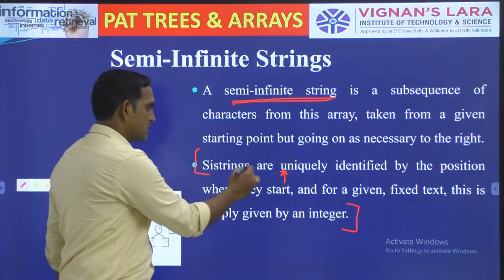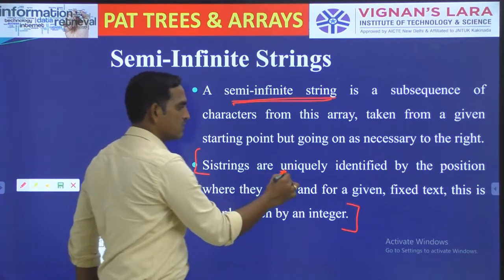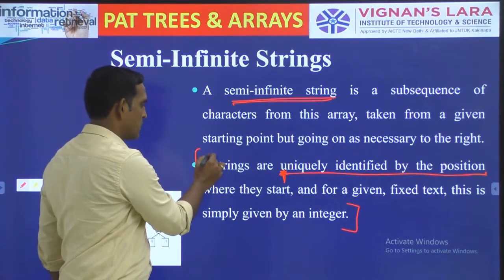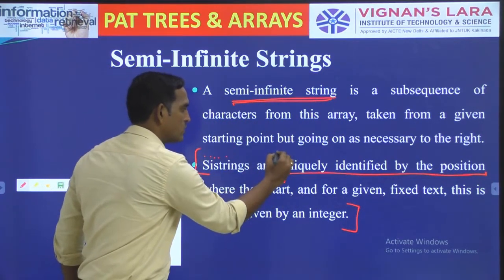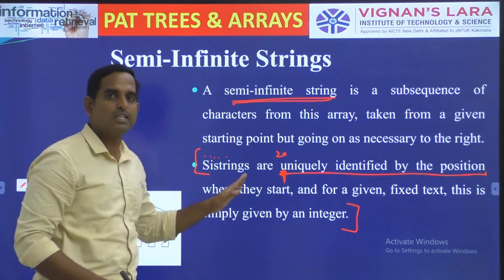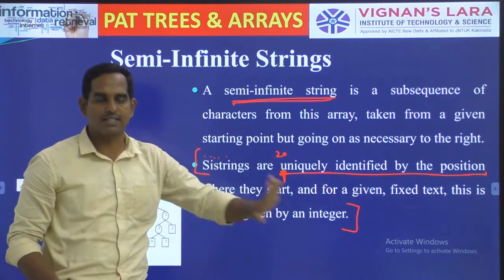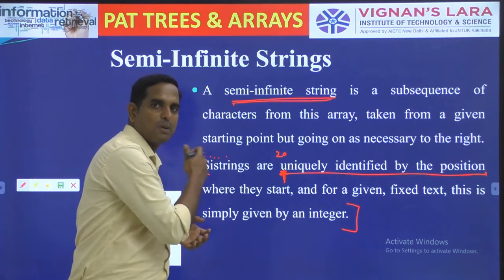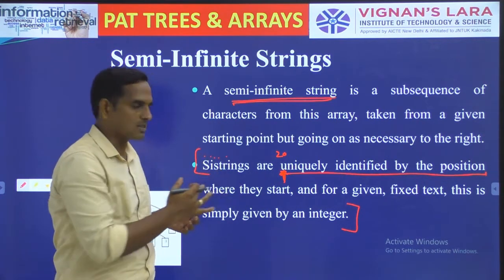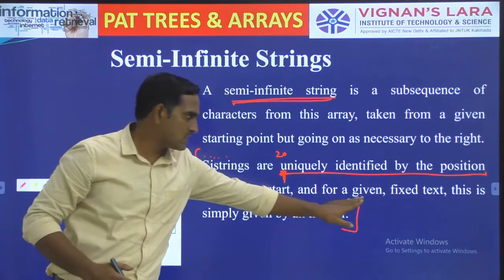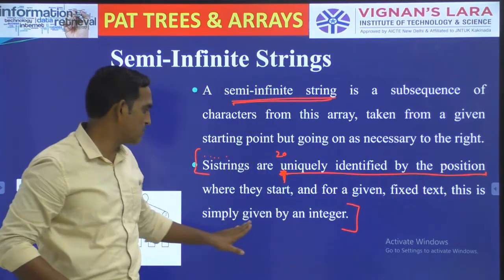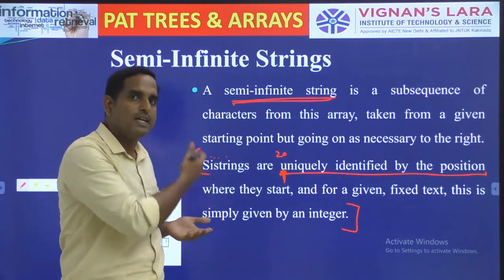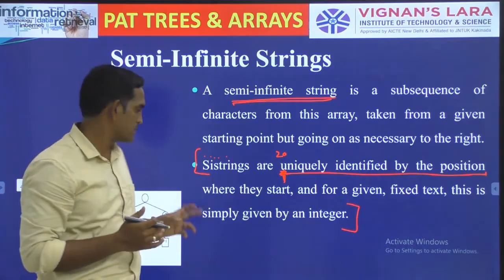For example, the sistring here can start from this position and end at this position. So this sistring will be 1, 2, 3, 4, 5. You can count and write some value. So this will be the 20th sistring of this particular text. You can create any number of sistrings based upon the position where you start your sistring. For a given fixed text, this is given by an integer, so you can give an integer to your sistring based upon its starting position.